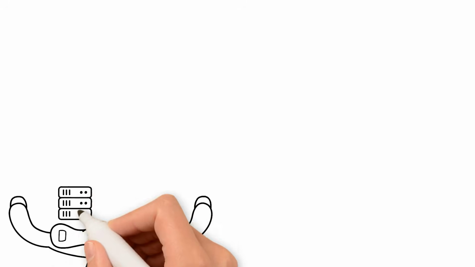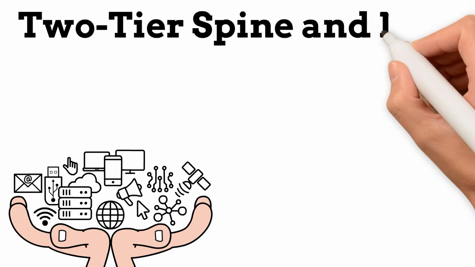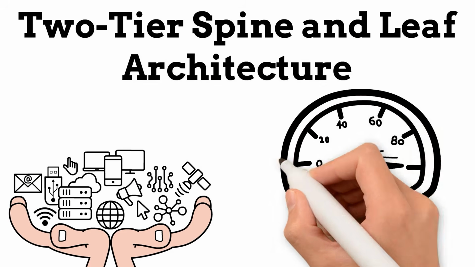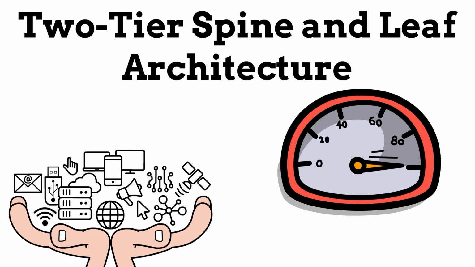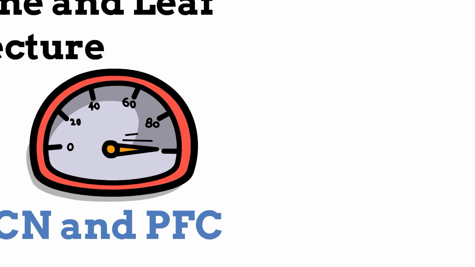The key takeaways are: start with your server and GPU count to define your ports. Use a two-tier spine and leaf architecture. Design for a non-blocking fabric with high-speed uplinks. And implement congestion management like ECN and PFC to create a truly lossless network.